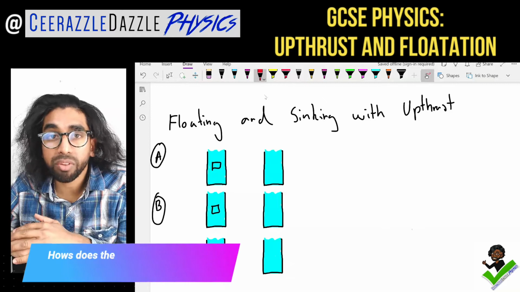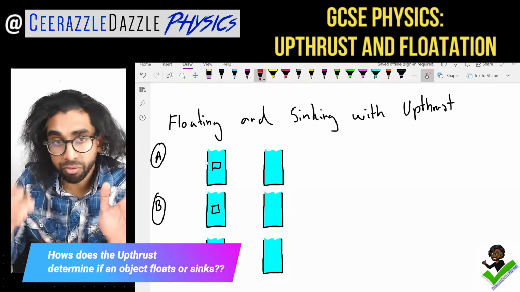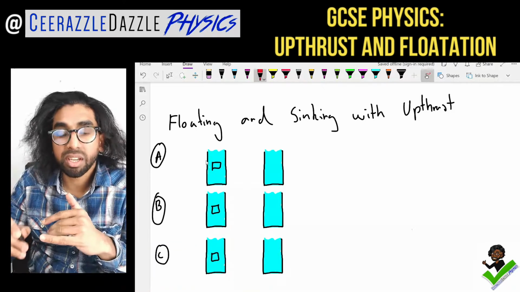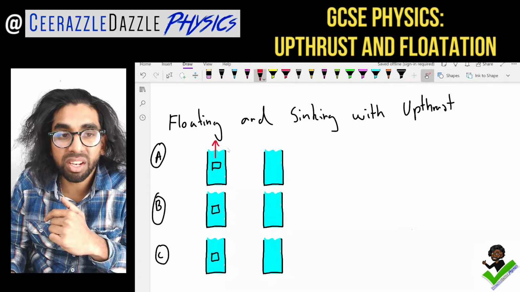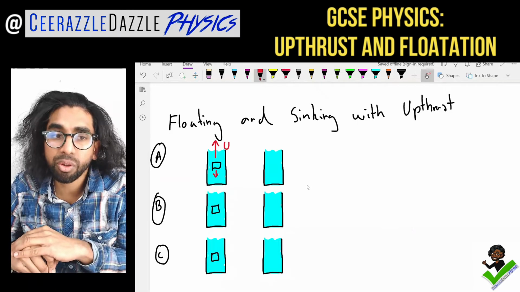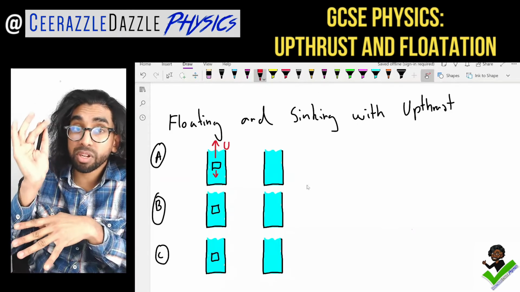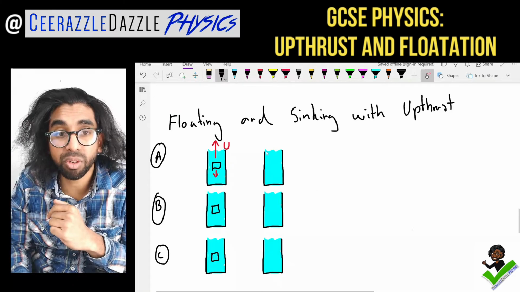Alright, so let's move on to the following. Floating and sinking with upthrust. So let's say, for example, we've got three different scenarios, A, B, and C. The first one, let's say right now the upthrust over here is going to be quite large and the weight is quite small. What do you think the object will do? Will it float or will it sink? Well, because the upthrust is greater than the weight, the object will float. So this one will move to the top.